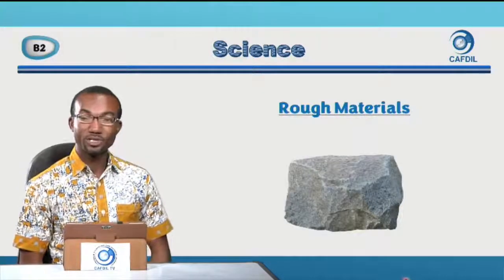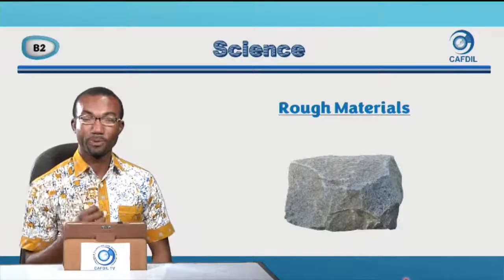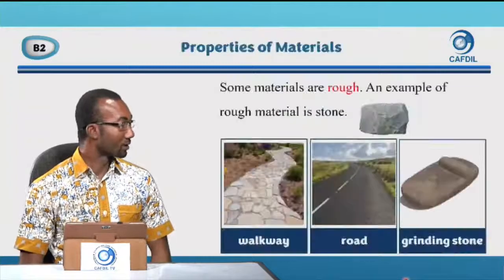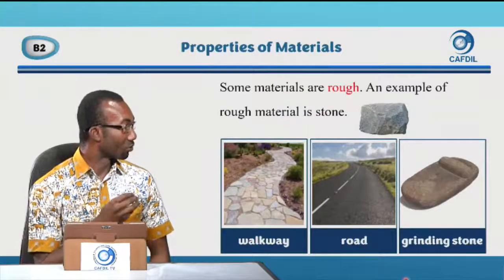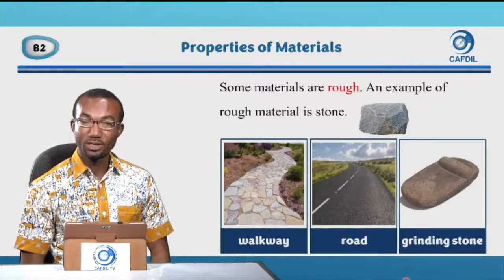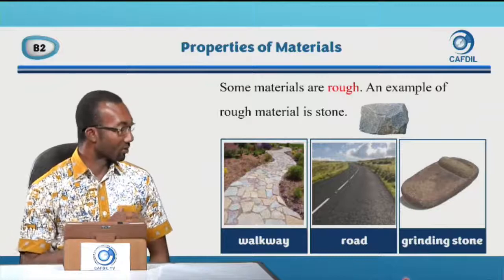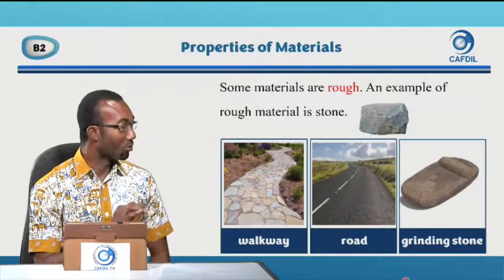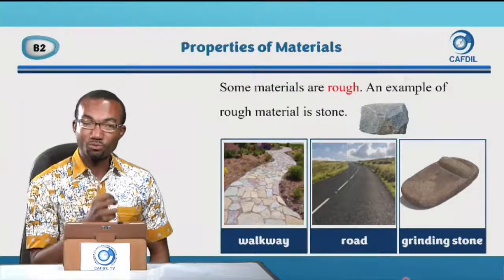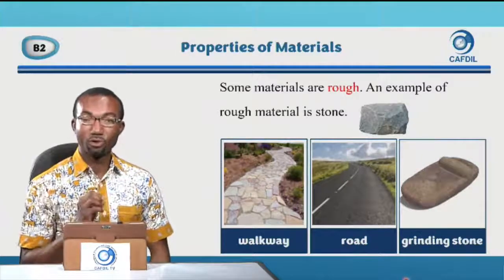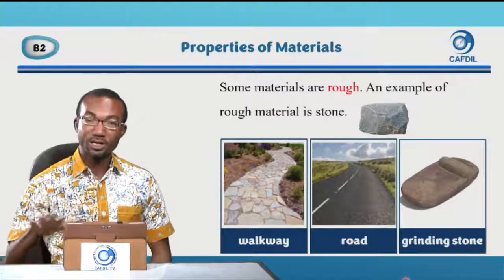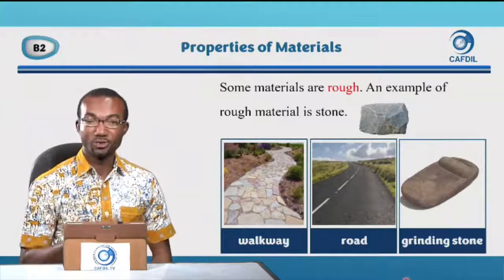Children, another property of material is rough. So we have some materials that are rough, and let's look at some materials. Stone is an example of rough material, and because they are rough, we use it for walkways. If they were very smooth, if you walk on it, you fall down. So because stone is rough, we use it to make pavement and then walkways so that we can walk on them without falling down.